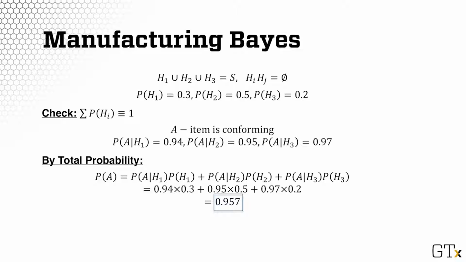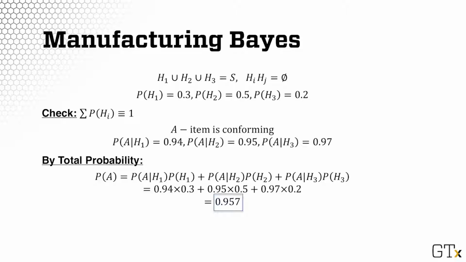One quick check if you selected the hypotheses right is to check that the sum of the probabilities of the hypotheses is 1. The reason is the hypotheses split the sample space, and the probability of the sample space is equal to 1. Also, you have to make sure that the hypotheses are not overlapping, that they cannot happen at the same time.